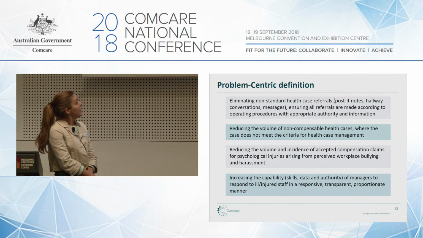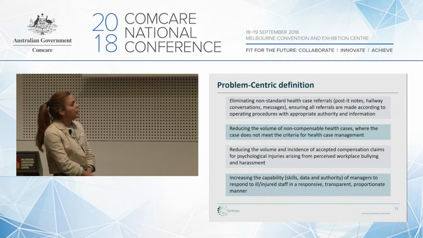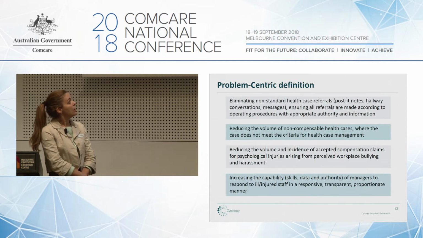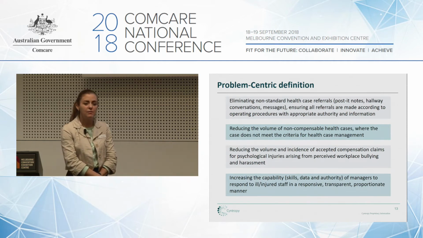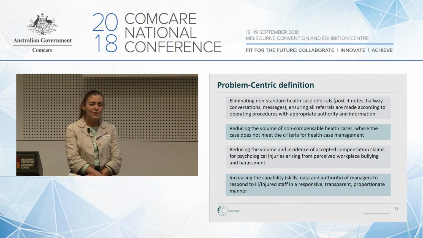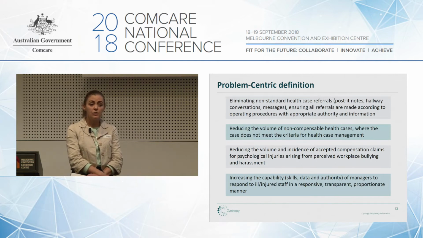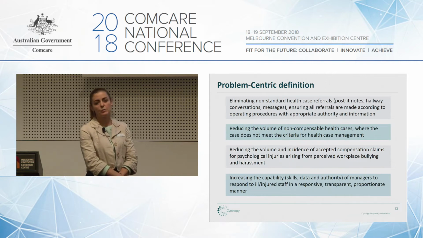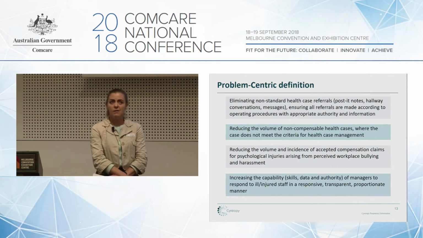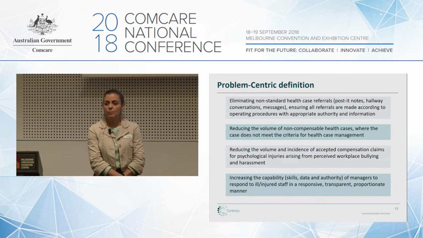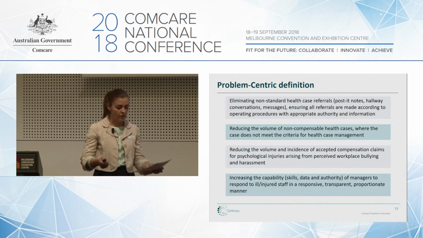So you start to look at reducing the volume of non-compensable health cases where the case does not meet the criteria for health case management. It's really specific. Corey can really start to tackle that problem. Corey can start to look at the tools that he has or his team members have and say, can I address this, or do I need another tool? Or is there somewhere else in the department that has a tool that's going to help me? Or is there data sitting elsewhere? So you start to see the intricacy of the layers that you can start to put together when you don't push it through your formal functional silos.